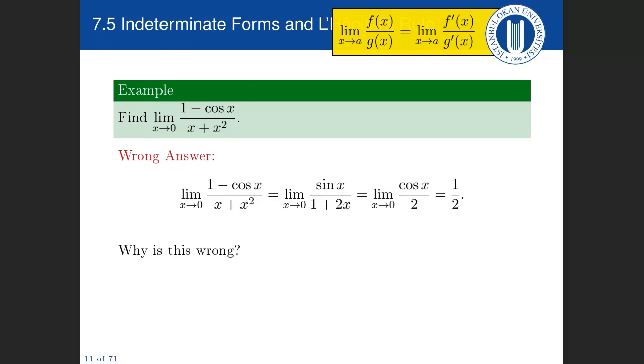Something is wrong here. I'm saying that this limit is the same as the limit as x tends to 0 of sine x over 1 plus 2x, because I've differentiated the function on top and I've differentiated the function on the bottom. And I'm saying that's the same as the limit as x tends to 0 of cos x over 2. Differentiated again. Derivative of sine is cos. Derivative of 1 plus 2x is 2. Replace the x by 0 and I get a half. This is wrong, but why is this wrong?